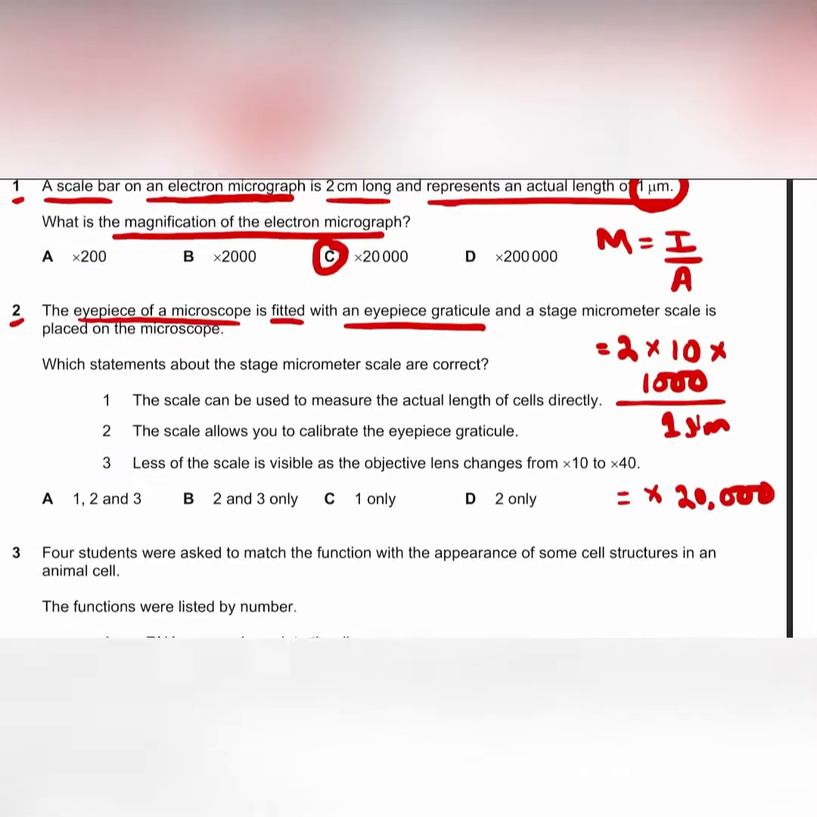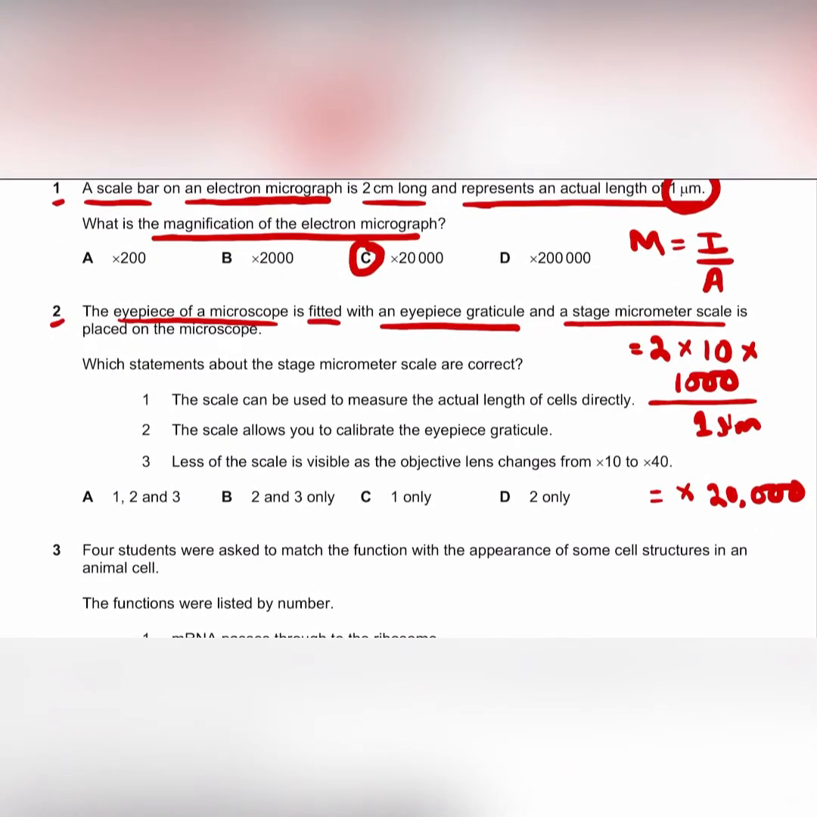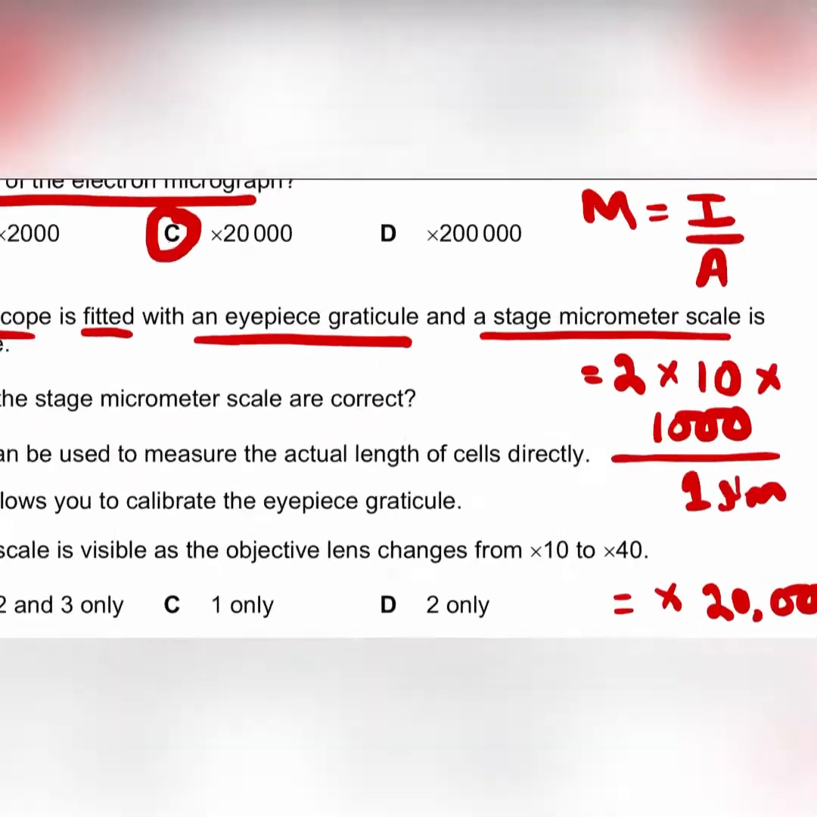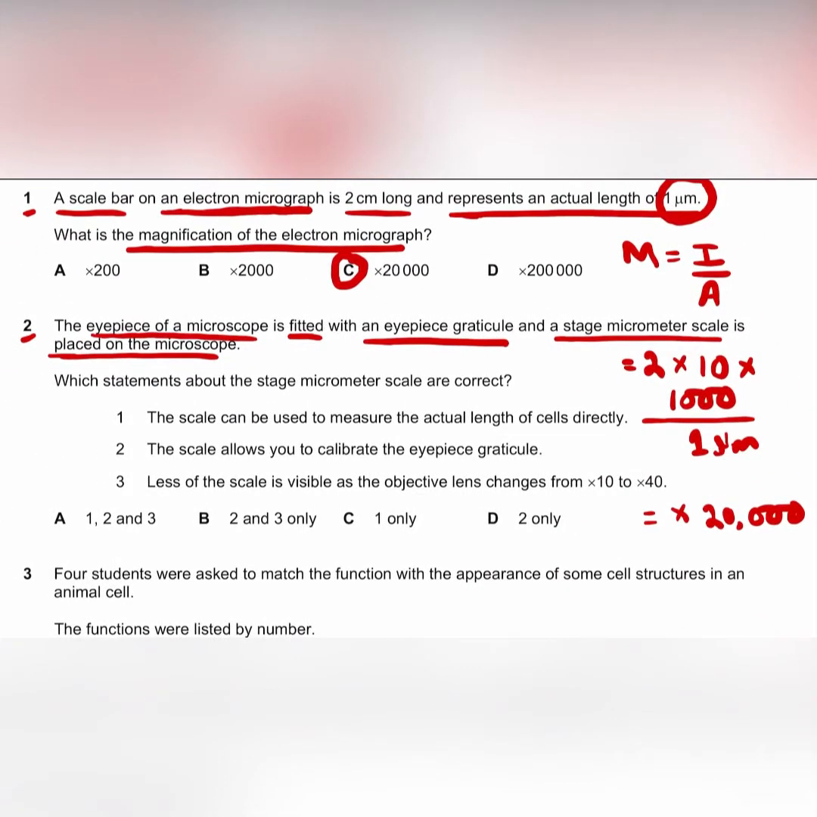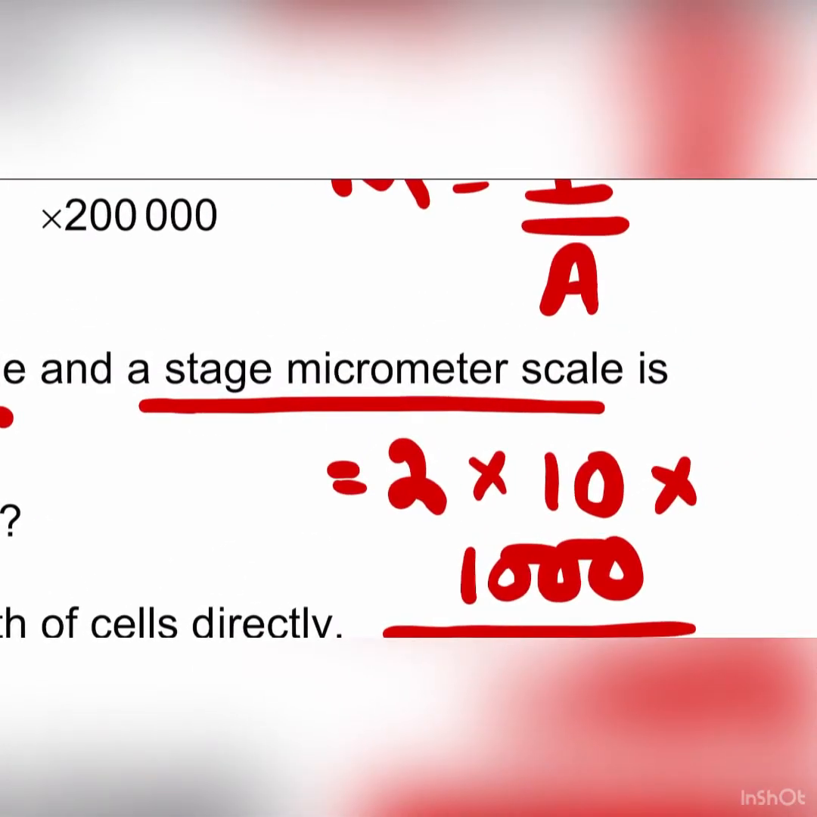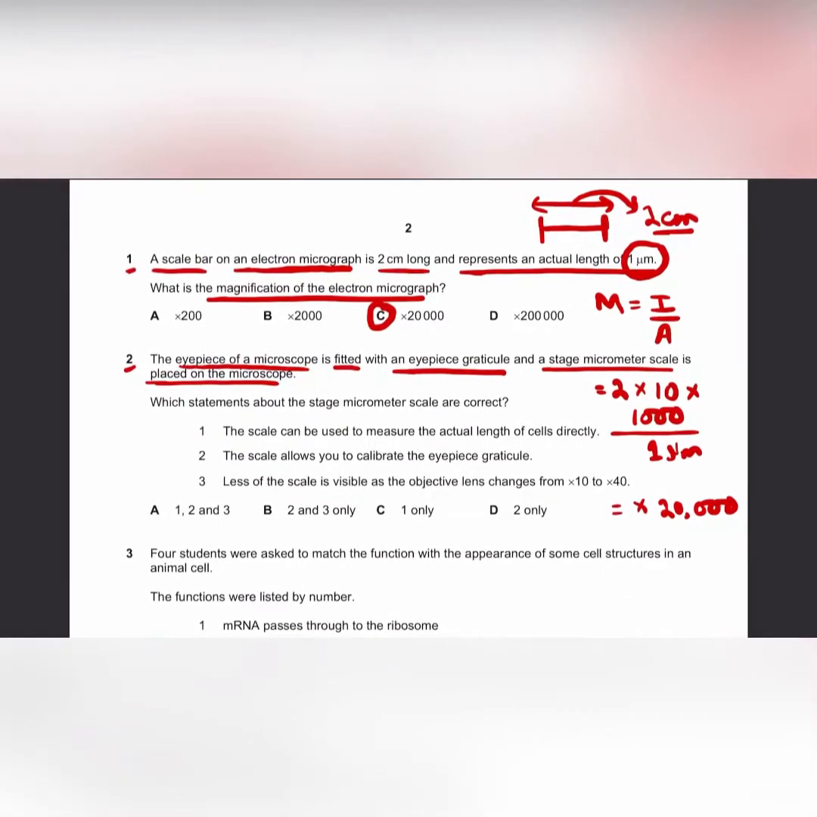Okay, what is the next statement? And a stage micrometer scale is placed on the microscope. What is meant by this statement? That a stage micrometer scale is placed on the microscope. This means that the slide right now, which is on the stage of the microscope, consists of stage micrometer scale. It means there is no specimen right now. We can only place one slide at a time on the stage of the microscope, right? So right now, the slide containing the stage micrometer scale is placed and the specimen slide is not placed right now.